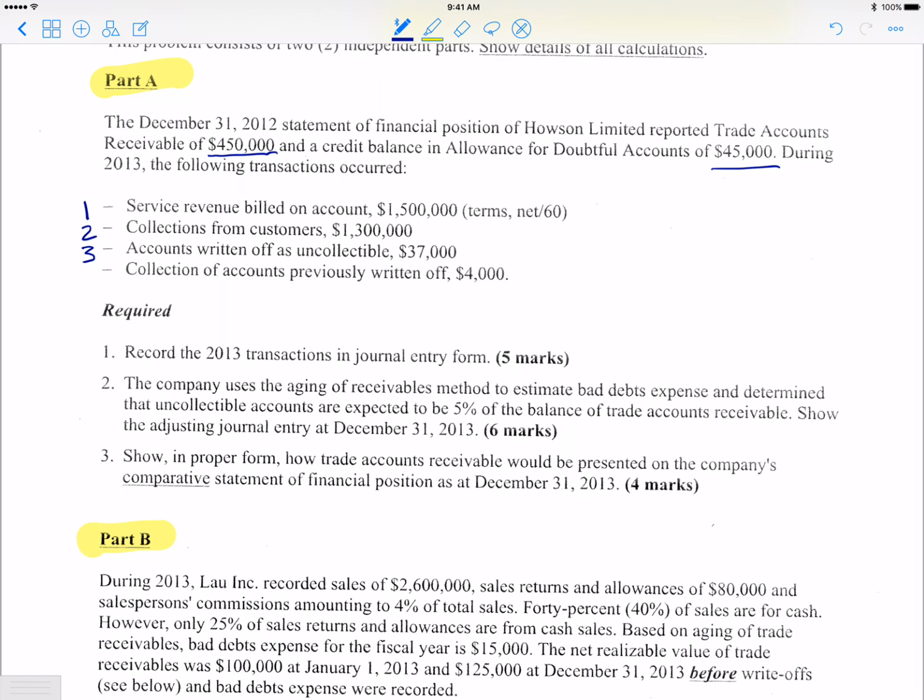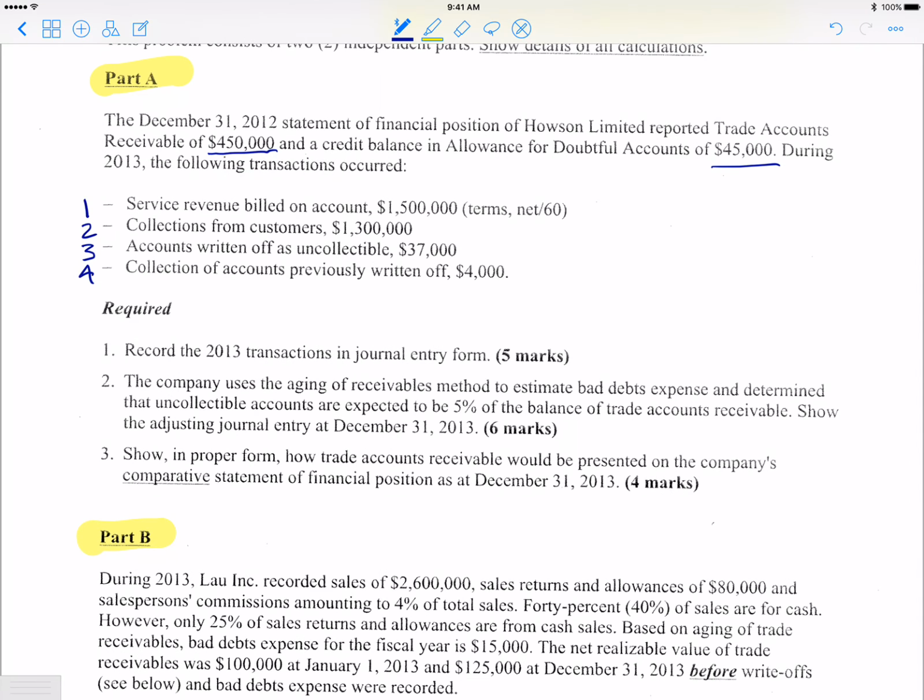So these are accounts that the company is assuming or they're expecting not to receive. And 4, collection of accounts previously written off of $4,000. So these are accounts that the company said were not getting paid, and then they did end up getting paid later on during the year.